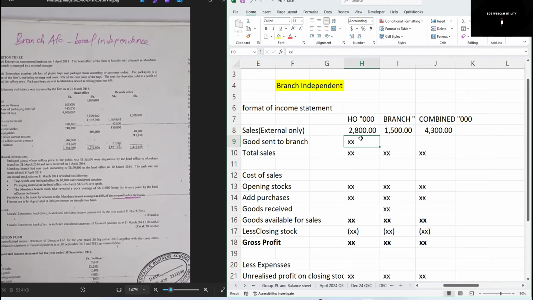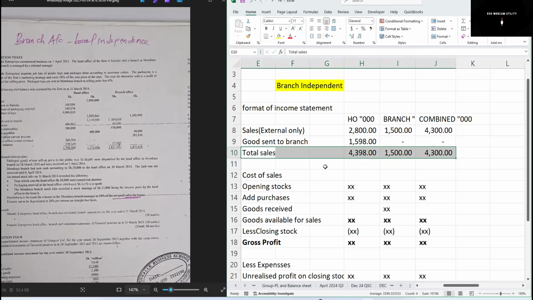The other one is at an invoice price, and the other one is at a cost. The one in the branch is at the cost, but in the head office, it is at an invoice price. So we will account here at an invoice price of 1598. We don't have it here. And also here. So combine the two here to give us 43. This one to combine that. So we get our total sales.